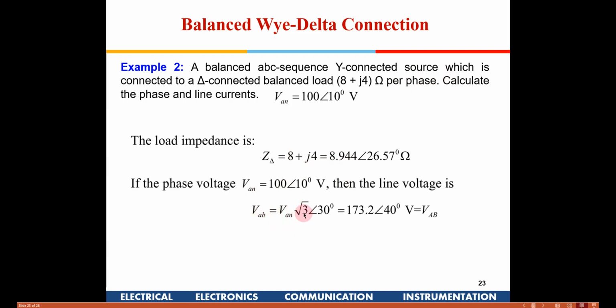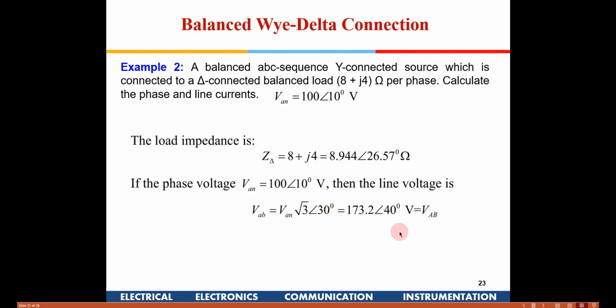We need to take root 3 times AN to find out what will be the voltage across the load, and also this 30-degree phase. We saw this also: the line voltage is root 3 times the phase voltage, and also a 30-degree additional phase will be there. So that is the reason this 30 has been put here.